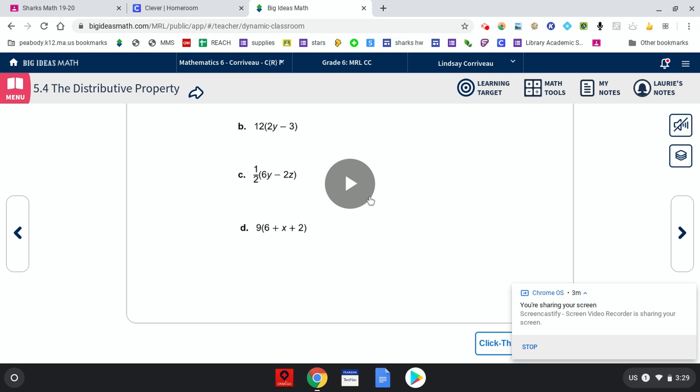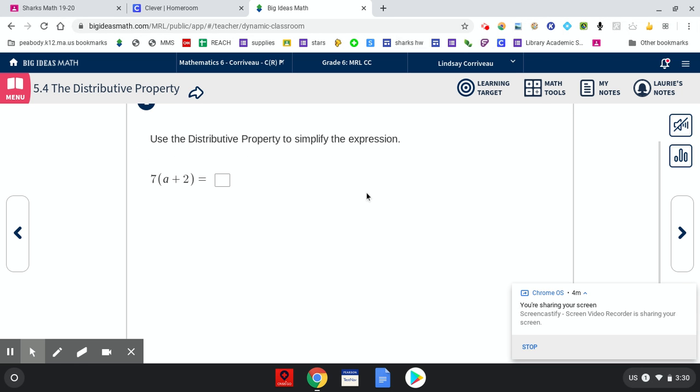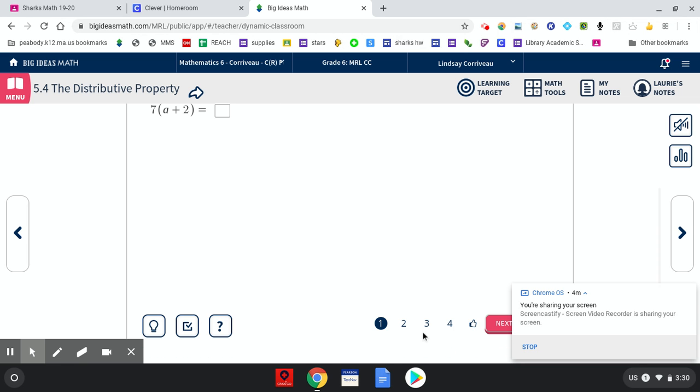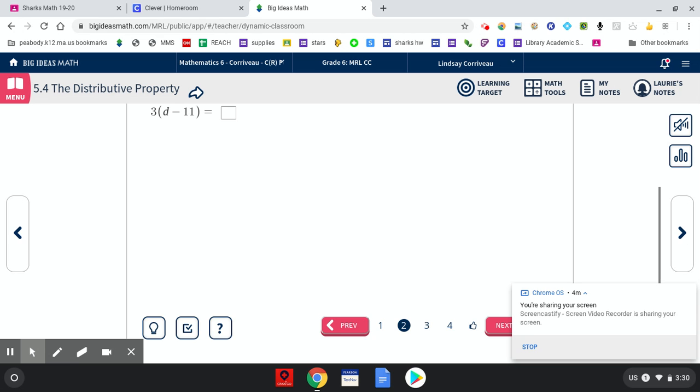So if you have a piece of paper or whatever, I'm going to have you try this one first. Multiply 7 times a, write your answer. And then 7 times 2, write your answer. Make sure you have a plus sign between. So you can pause and try that one. When you're done, try this one. Multiply 3 times d, put that answer, bring down the minus sign, do 3 times 11, write down that answer. You could pause and finish that.